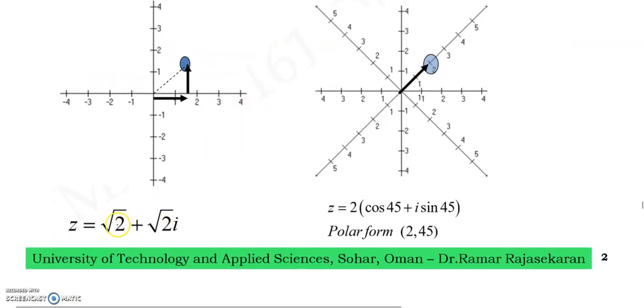For example, to plot the point root 2 plus root 2i. See, this is real part, root 2. So now from origin you go right. Then here imaginary part is root 2. So from here you go up. So this is the way how we fix the points in the Cartesian coordinate.